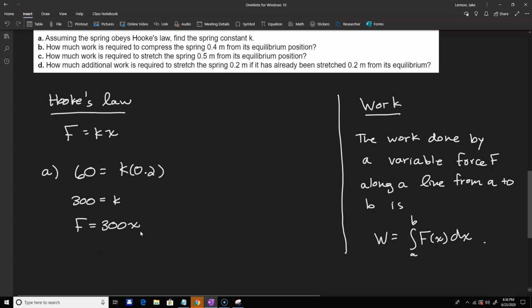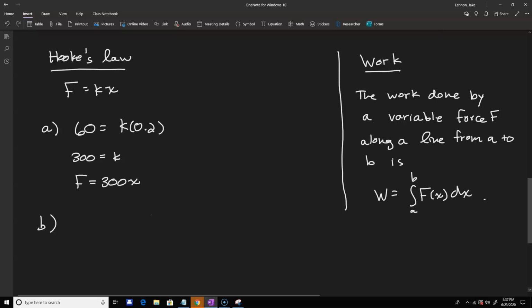So B is asking us how much work is required to compress the spring 0.4 meters. That's pushing it inward, so we would think of that as a negative 0.4. You could actually do this integral with a regular 0.4, stretching it rather than compressing it, because with this equation, when you do the antiderivative, you're going to end up squaring it. So the work required is going to be the integral from 0 to negative 0.4 of 300x dx. And that's a very easy integral, right? It just has an antiderivative of 150x squared. Again, that's because 300 divided by 2 is 150.